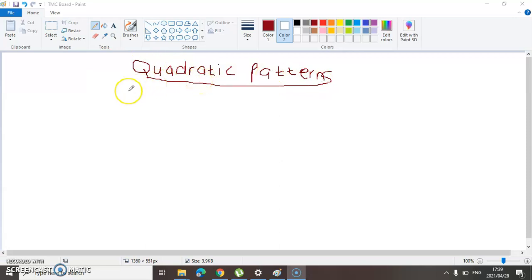Guys, quadratic patterns are going to be part of your tests and your exams. So it is very important that you understand what it is. That is number one. Number two, you must be able to answer questions that are based on it. All right, so I want to start with an example.